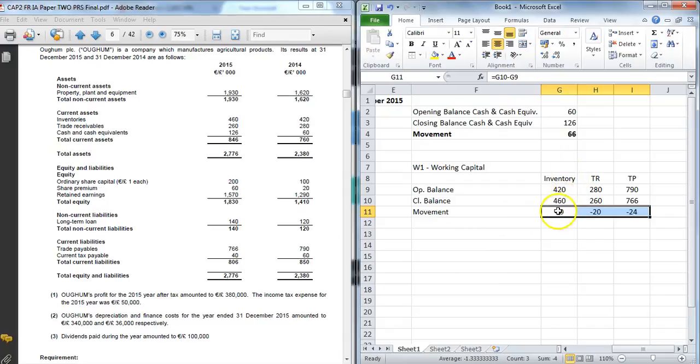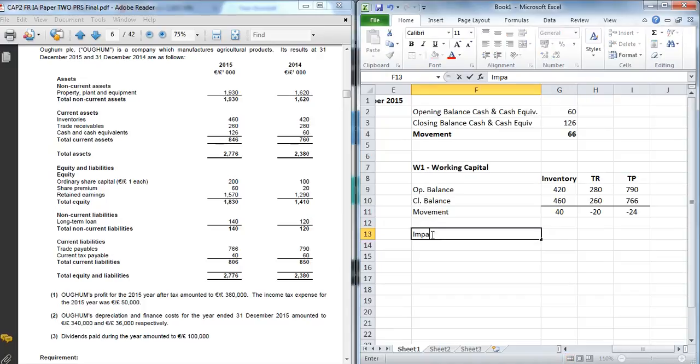So the inventory has gone up by 40, trade receivables have gone down by 20, and trade payables have gone down by 30. So typically most students are very comfortable getting that far, but what they are poor at is the impact on cash flow. So you have to ask yourself, is an increase in inventory good or bad for cash flow? And likewise for trade receivables and trade payables.